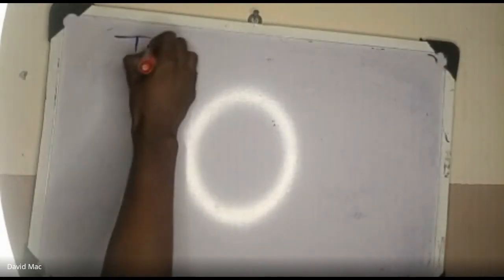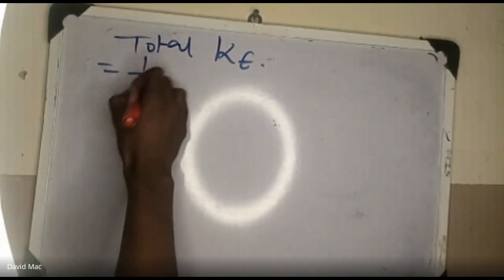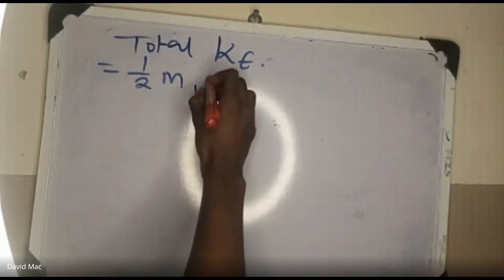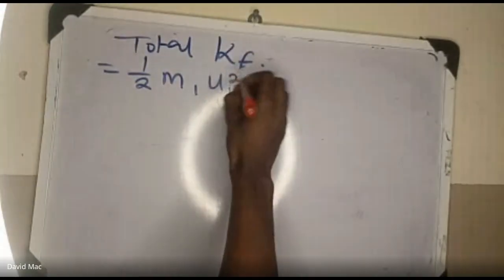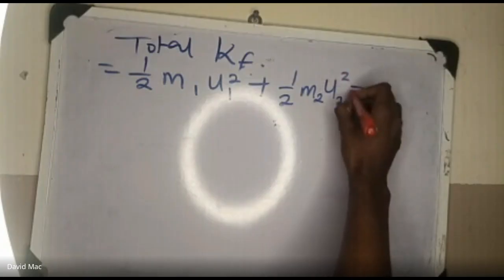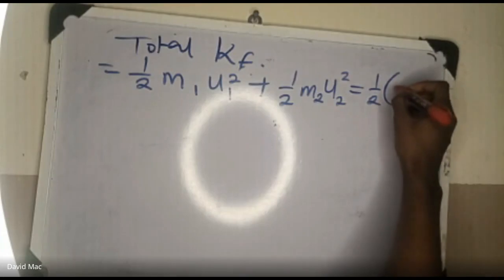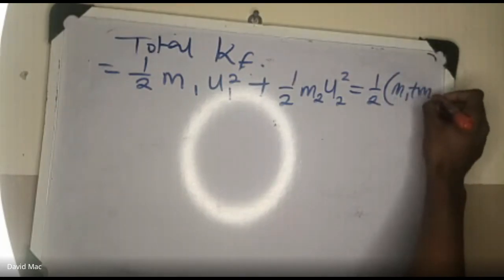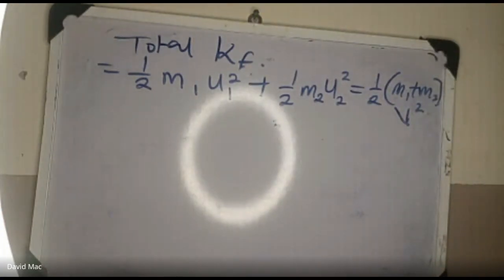So calculate the total kinetic energy. So total kinetic energy, that's total KE, will now be what? Remember the formula. I said the formula for total kinetic energy is 1/2 m1 u1 squared, plus 1/2 m2 u2 squared, is equal to 1/2 (m1 + m2) v squared, because the body is an inelastic collision and it moves with a uniform velocity. So this is the formula for our total kinetic energy.